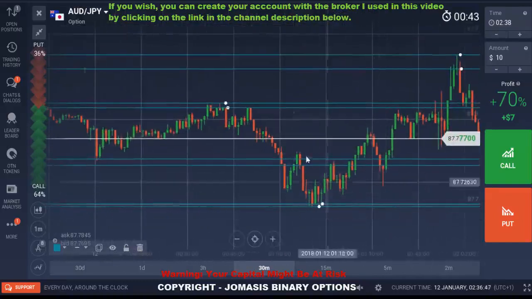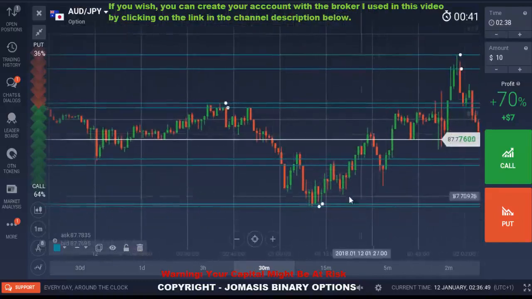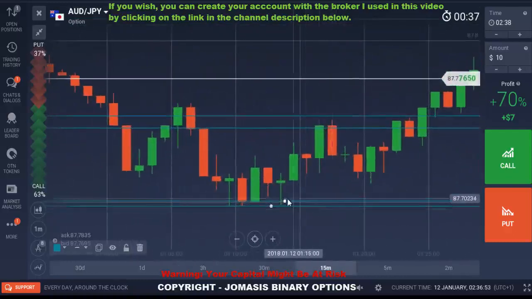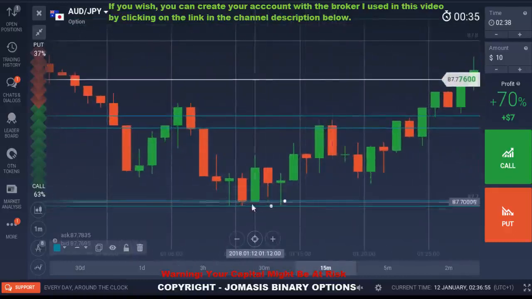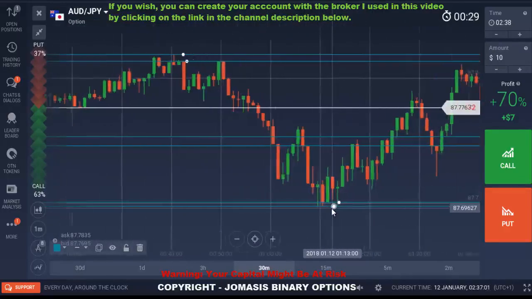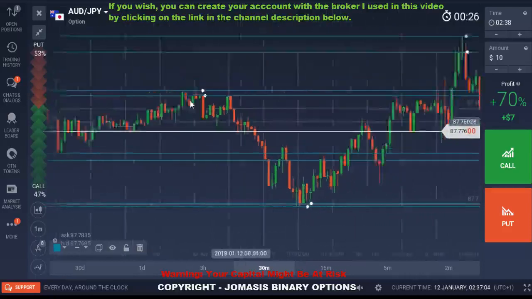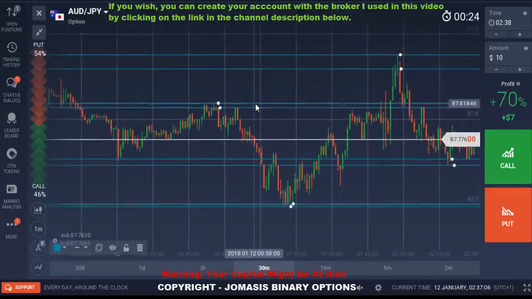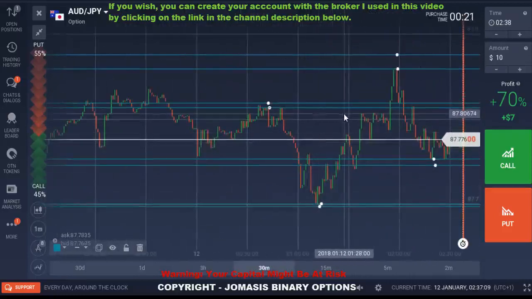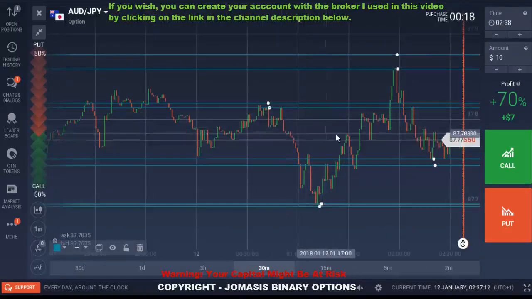That is why we draw support and resistance, because that is a place where we are waiting to predict the market. Here we predict that the market is going to go up, and here, at the resistance level, we predict that the market is going to go down. I think I have explained some concepts here.